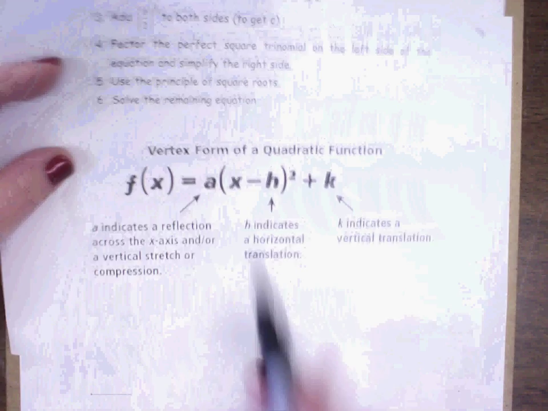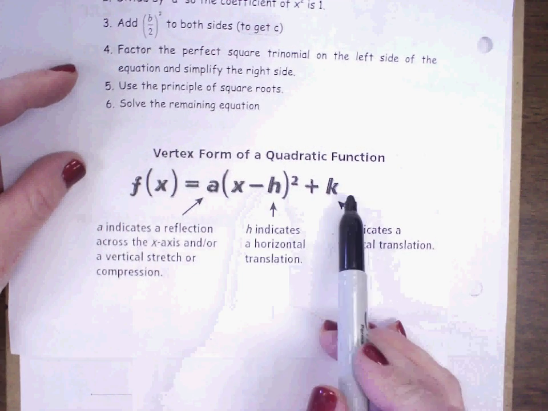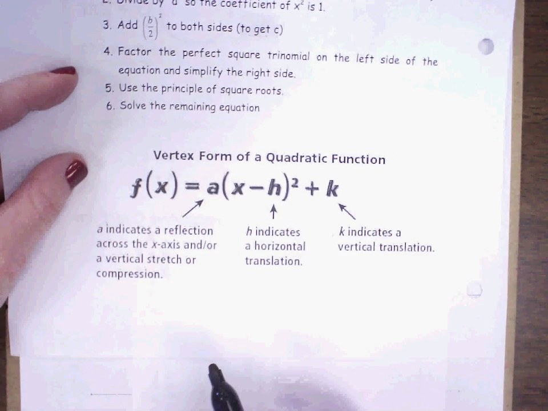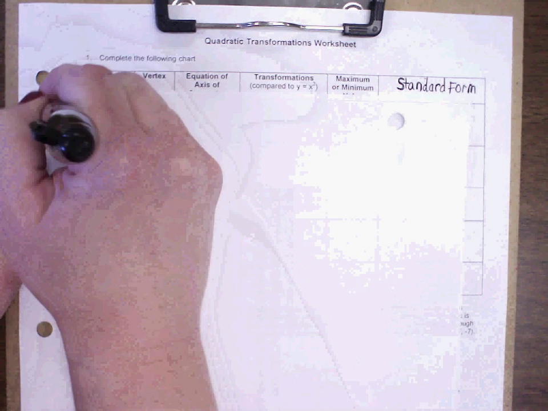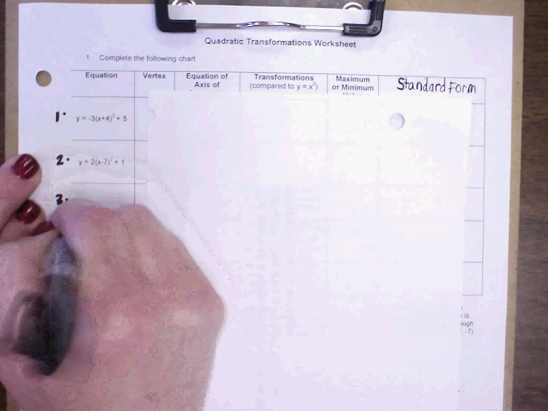So make sure you have your cheat sheet so you can take a look at it and refer to it, so you know what your A, your H, and your K is. Remember that the vertex is H and K, correct? All right, so let's go ahead and start with the first one. What I like to do, let's number this 1, 2, 3, 4, and 5.